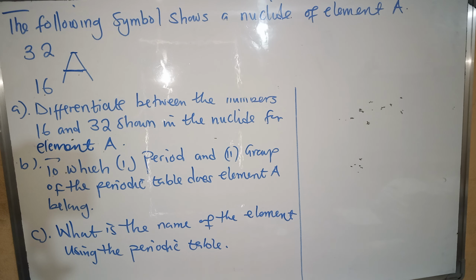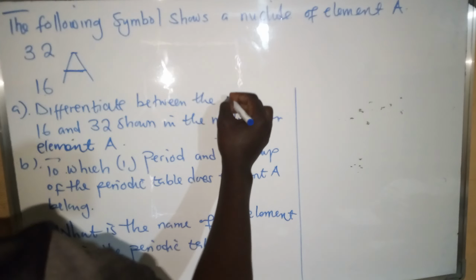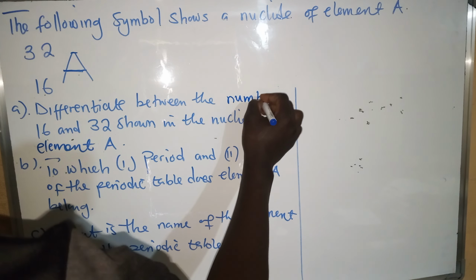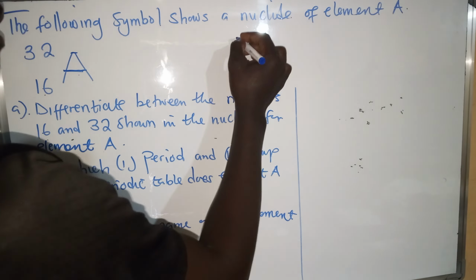In our first question they are saying, differentiate the numbers. Differentiate the numbers 16 and 32 shown in the nuclide of element A. So just a quick one on the nuclide notation.